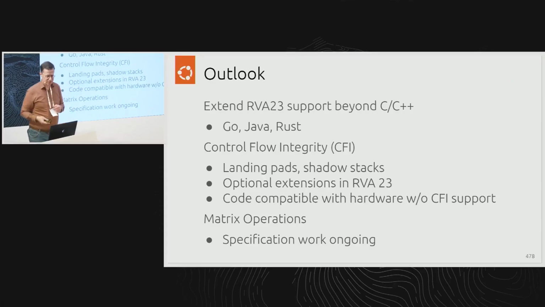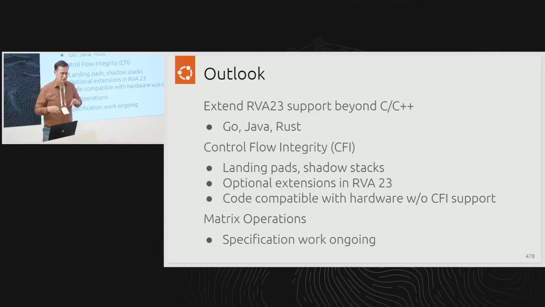And it will not stop here. If one looks ahead, we are in the next cycle. We are investigating how we can enable RV23 for more languages than C and C++, so for Go, for Java, for Rust. We will start investigating what control flow integrity will mean. The promise is that if you have software compiled for control flow integrity and other software, it should run seamlessly together. But before enabling it for the distro, we will for sure test that it really does.